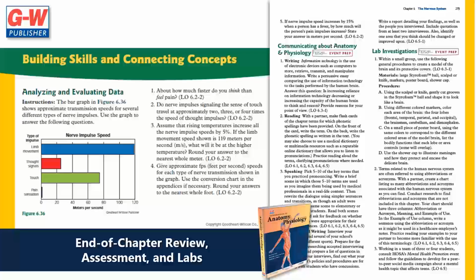Beyond comprehension, each chapter provides opportunities for students to practice analyzing and evaluating data, professional communication, and hands-on lab investigations with step-by-step procedures. A few examples from the nervous system chapter that we can see here ask students to examine the transmission speeds for nerve impulses, write a persuasive essay comparing the use of information technology to tasks performed by the human brain, and work in small groups to build a model of the brain and its protective covers with styrofoam, scalpel, markers, and a shower cap.